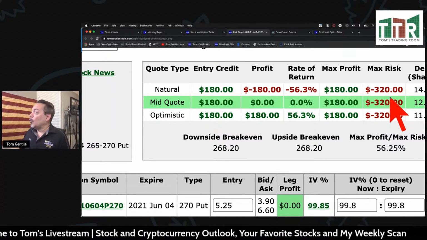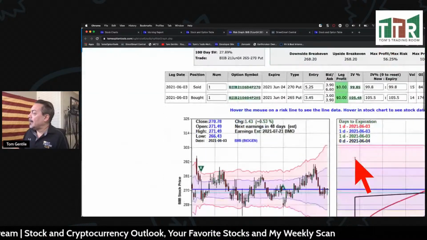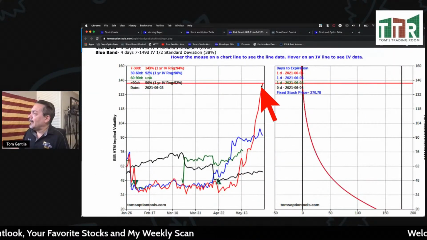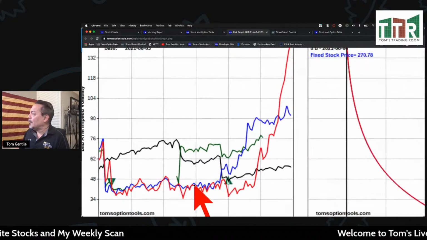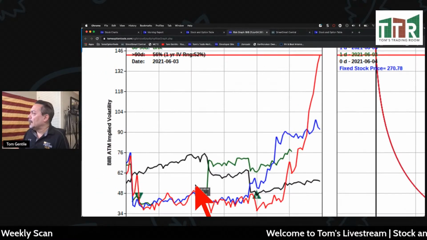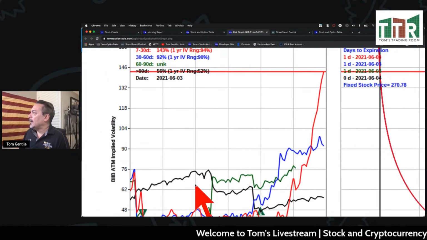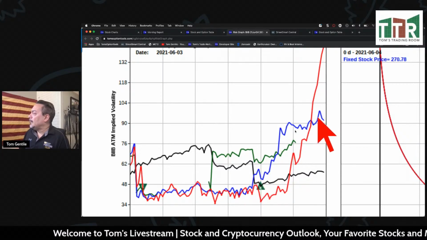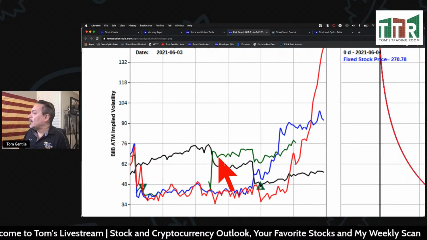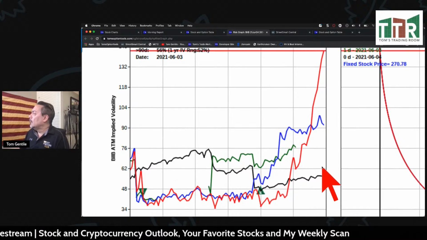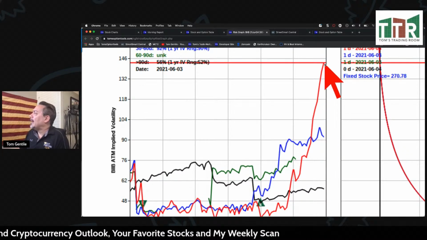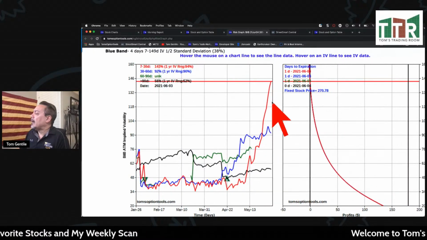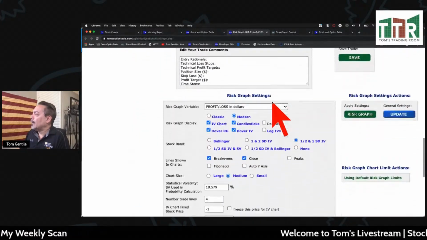The probabilities are what? Well, if we look down here, I actually have probabilities on here as well. Look at that. Oh my goodness. You guys understand what this is? This is option volatility right here. If you take a look, 7 to 30 days is in red, 30 to 60 in blue, 60 to 90 in green, and everything over 90 days to expiration is in black. Look how high the red line is spiking because the options volatility on Biogen is so high right now. That's why I like those short-term options.